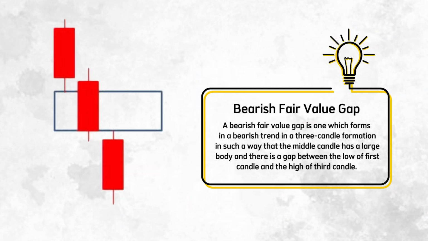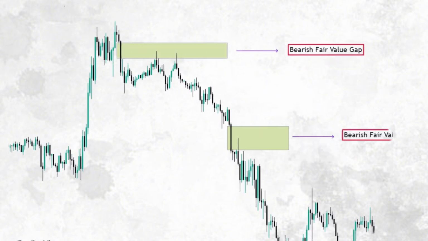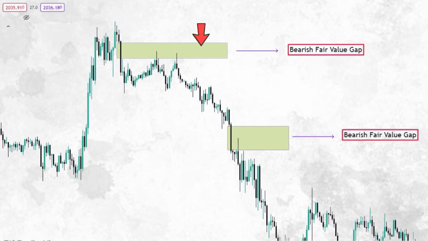A bearish fair value gap is one which forms in a bearish trend in a three-candle formation in such a way that the middle candle has a large body and there is a gap between the low of first candle and the high of third candle. In bearish trend, a fair value gap can act as a good resistance, and mostly price tend to fill this gap before moving lower. In downtrend, fair value gaps are temporary imbalance in the market. It indicates strong selling pressure by institutions and market maker.